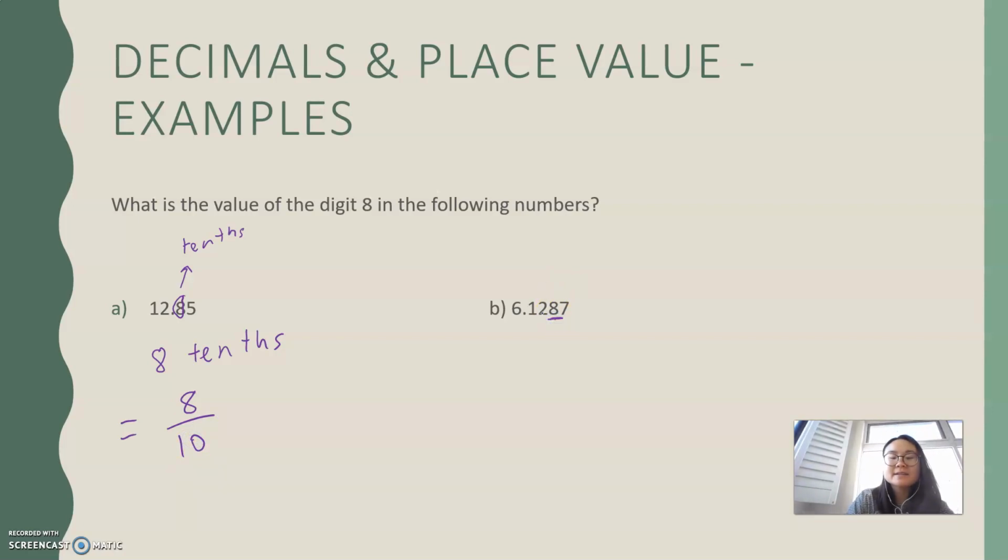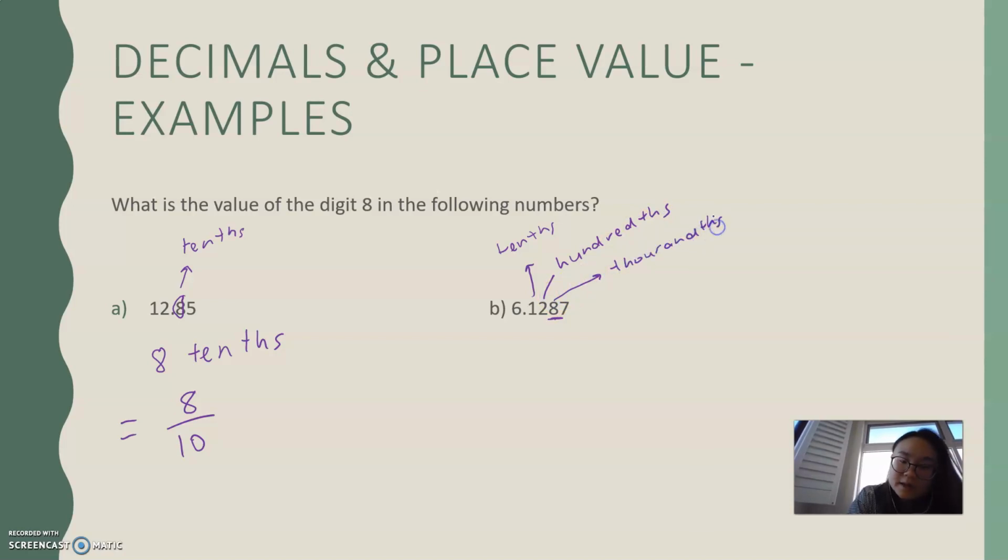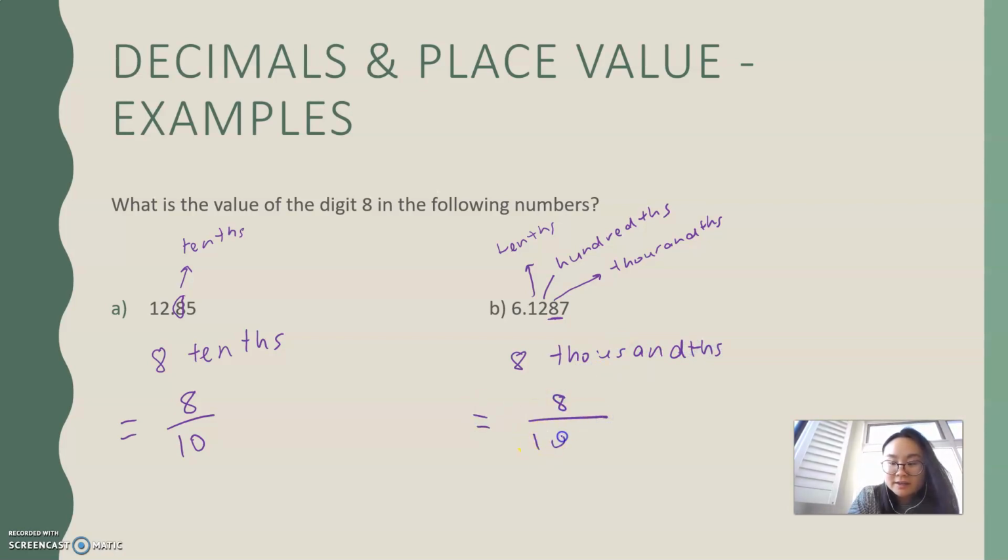The 8 now is in a different position. It's in the third position to the right of the decimal place. So we know that the first position is the tenths column. The second one is the hundredths column, and then you've got the thousandths column. So we've got 8 thousandths, and to write that as a fraction, you go 8 over 1,000. Nice and easy. All right.